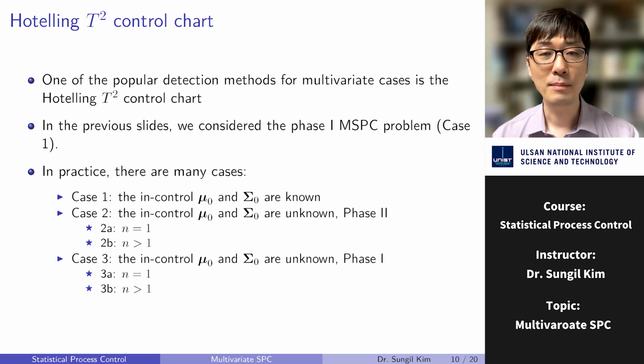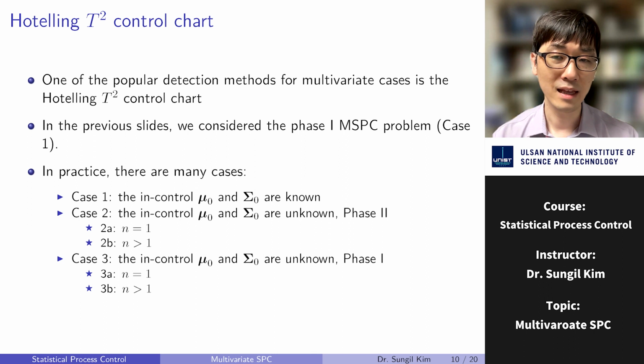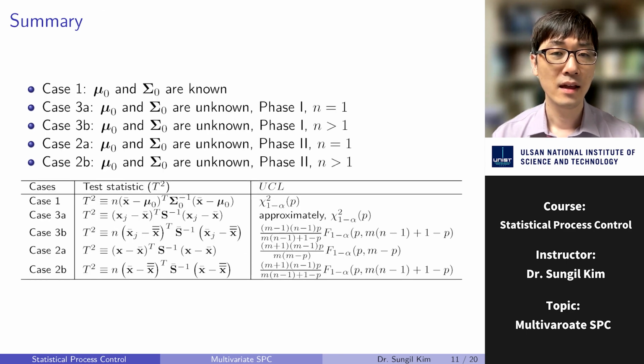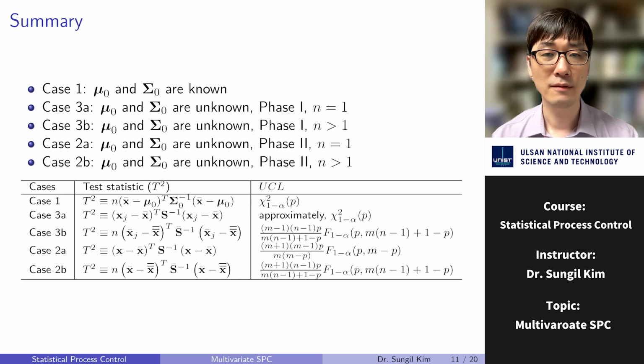One of the popular detection methods for multivariate cases is the Hotelling's T-square control chart. Depending on distribution parameter availability and the sample size, there are many cases of the Hotelling's T-square control chart. We just showed the result of case 1 in the previous slide. We're going to skip the details of other cases in this lecture.